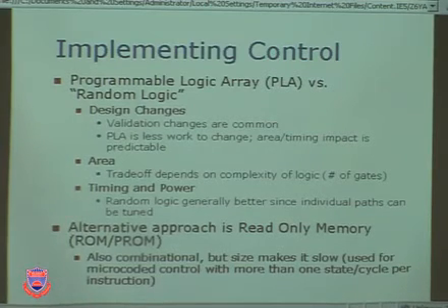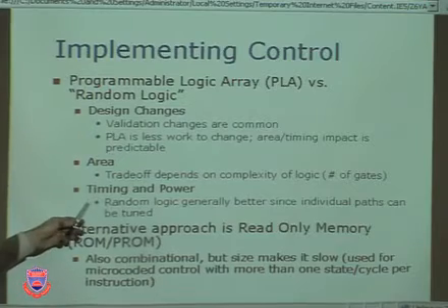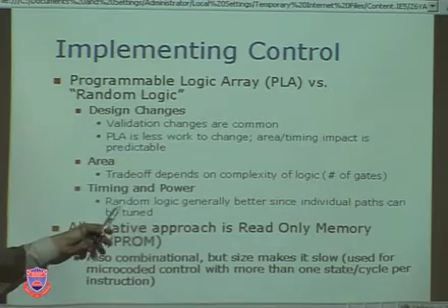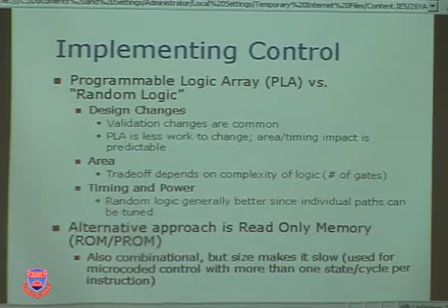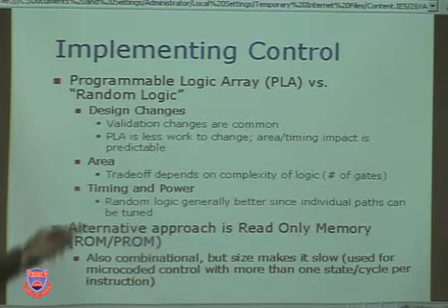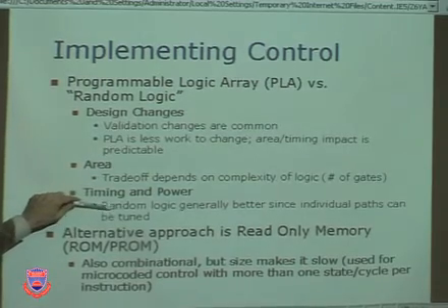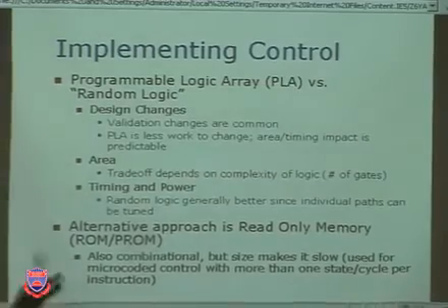In terms of area, there's a trade-off, and it depends on the complexity of the gates. But generally speaking, random logic will have smaller area than PLA. In terms of timing and power, you can almost always get better timing and lower power when you go with random logic. You can tune the individual paths. You have real full control. The PLA's got a cover over it. You can't get inside and change the architecture of the PLA. So this one's a win for PLA. This one's a trade-off, but probably a win for random logic. This one's definitely a win for random logic. Okay? So designing it yourself as opposed to buying a chip and just programming it.